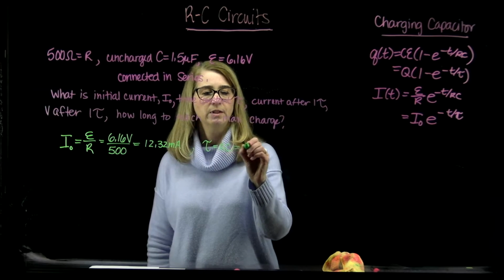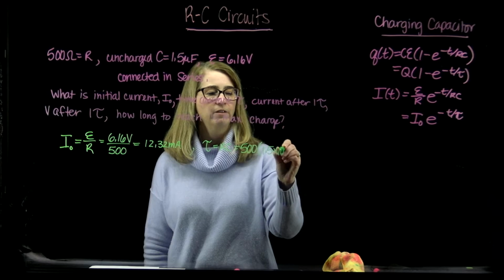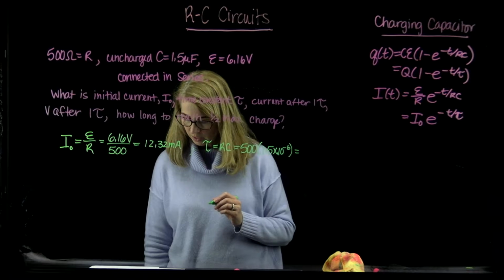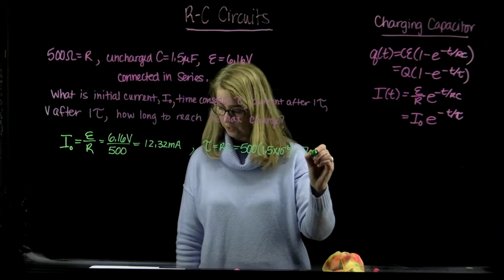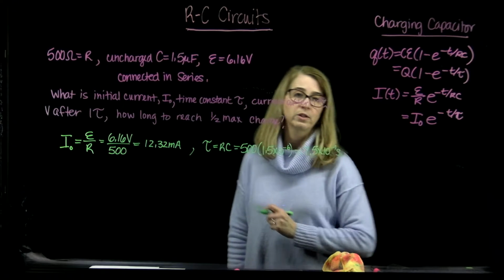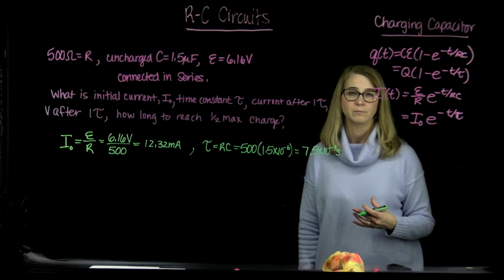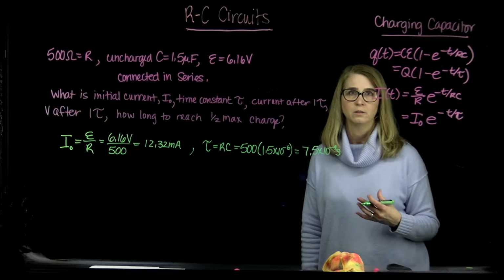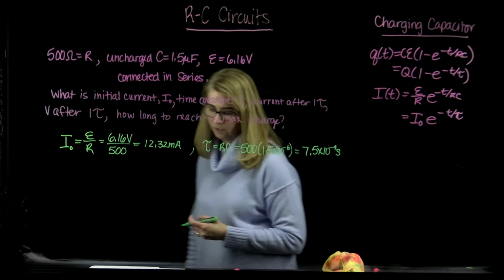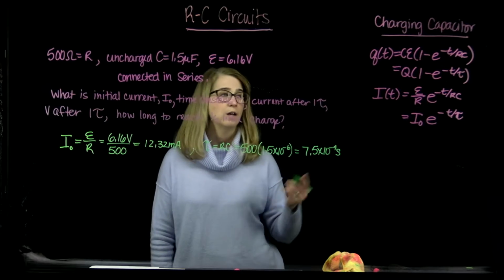So here the resistance is 500 ohms, the capacitance is 1.5 microfarads, and so we get a time constant of 7.5 times 10 to the minus 4 seconds. We could have also expressed that as 0.75 milliseconds. Okay. Now, the next question says, what is the current after one time constant?